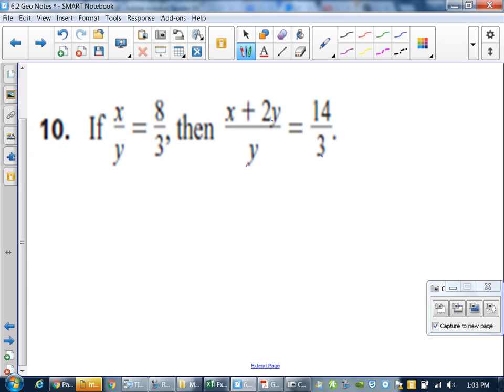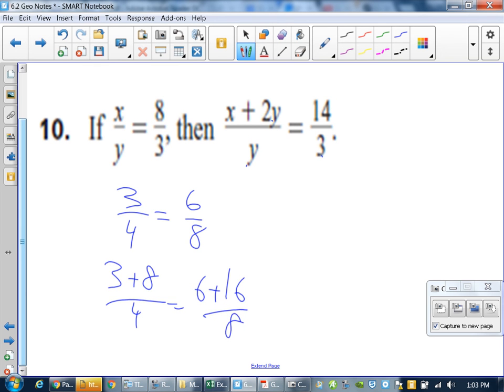Now, if we're not sure if something's going to be true or false, remember how we did this before when we were trying to figure out a counterexample? So, think of a really easy counterexample. Go back to 3/4 and 6/8. If this is going to be true, then I'd have to say 3 plus 8 over 4 is 6 plus 16 over 8.